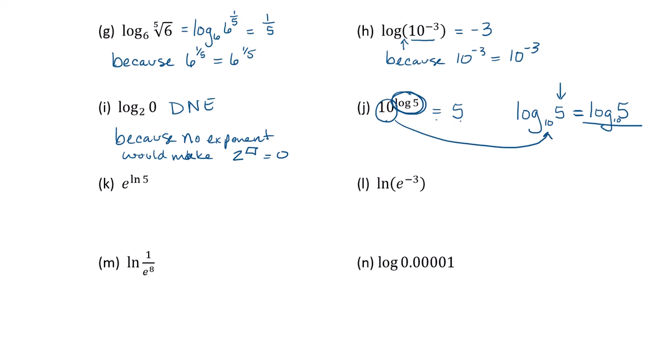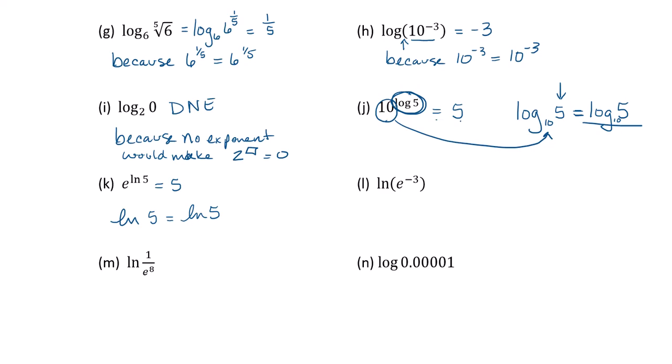We have the same type of situation here. We have a base e to an exponent that is a log base e. So this is going to be equal to 5. And the reason is that the log base e of 5 is the natural log of 5.